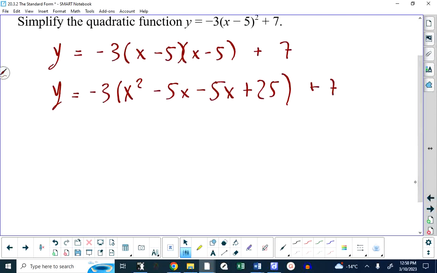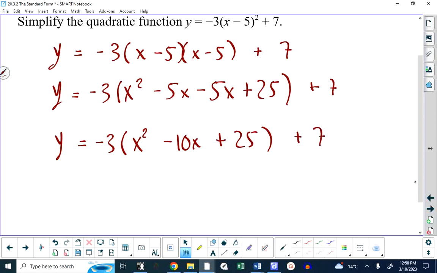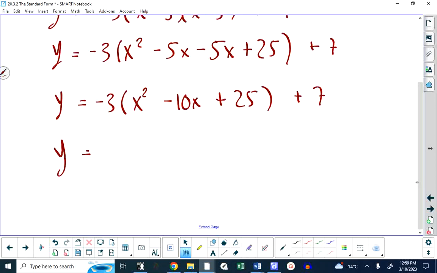Okay, well, we can simplify the negative 5x plus the negative 5x and get negative 3 times x squared minus 10x plus 25. And there will come a time where I think it's reasonable to say that you should be able to go from x minus 5 quantity squared to x squared minus 10x plus 25. You shouldn't necessarily have to write minus 5x minus 5x. Okay, if you have to, you have to. If you find yourself cutting corners, which means taking shortcuts, and you're getting the wrong answer, then perhaps you shouldn't make those shortcuts. Okay. Of course, now we have to multiply that by negative 3. So negative 3x squared plus 30x minus 75 plus 7.